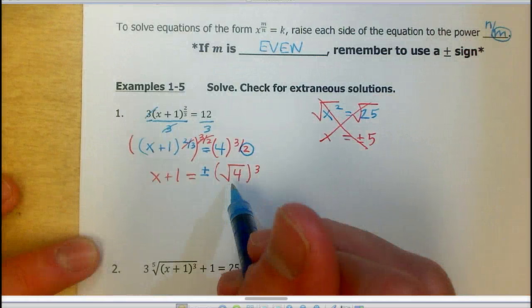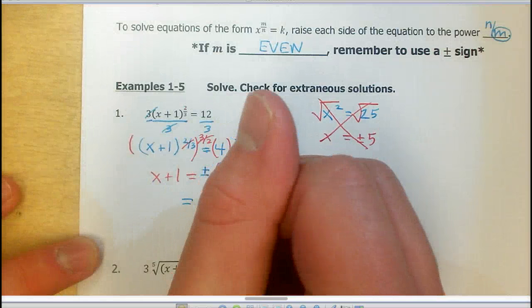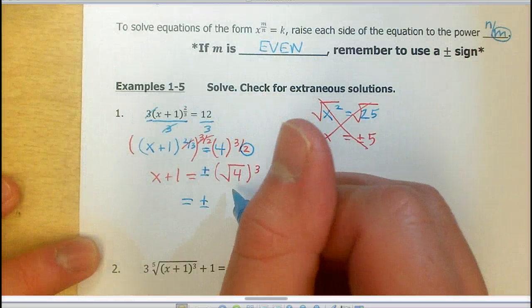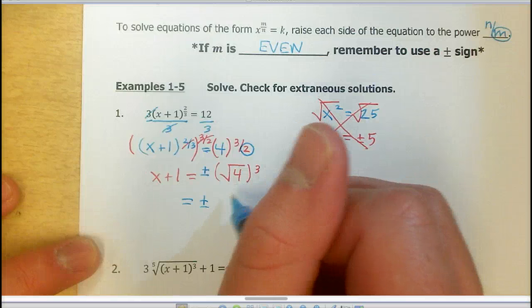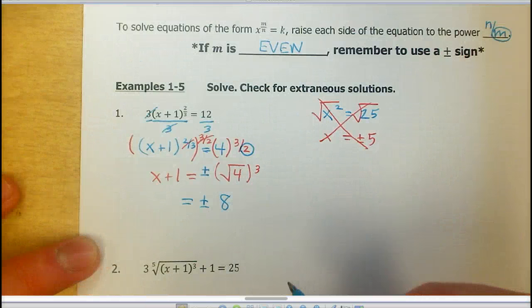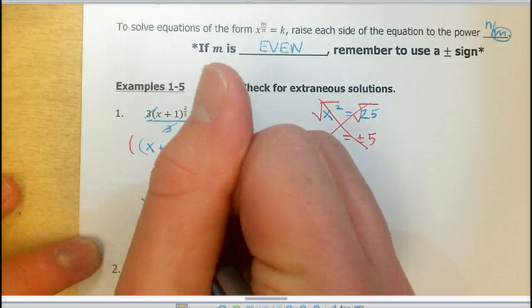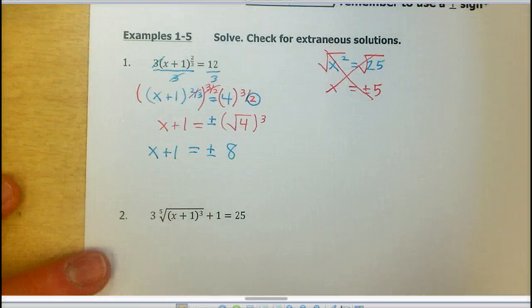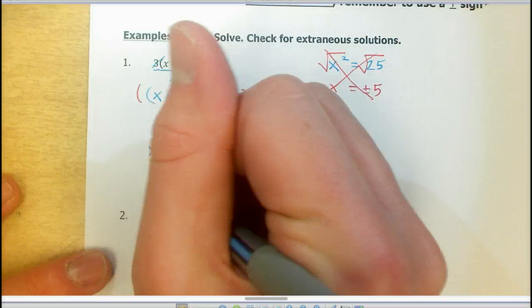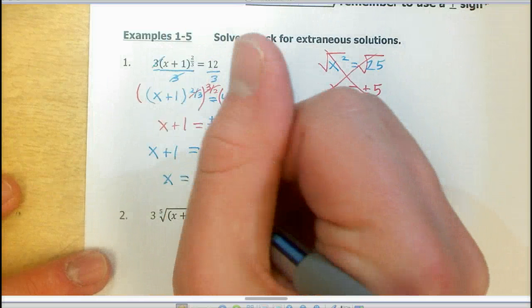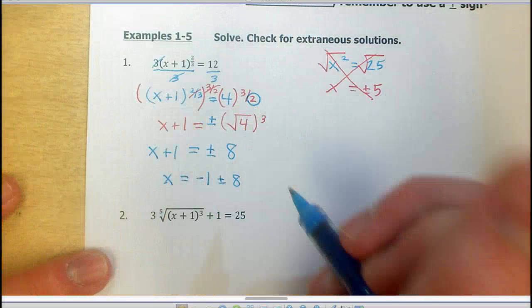Alright, let's simplify a little bit over here on the right side. So we have plus or minus, radical 4 is 2, and 2 cubed would be 8. So I get plus or minus 8 over here on the right side. Left side, I still have my x plus 1. And so x ends up being, if I subtract 1 from both sides, negative 1 plus or minus 8.